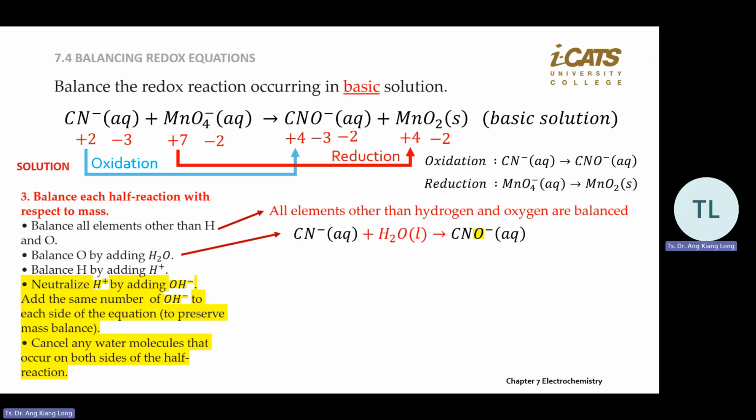So here, the first equation, the element balance is already done. You need to go to the next step, we see the oxygen. You see O on the right, you add water on the left. That's why you add water. And remember to put in the state in chapter 7 questions. If you see aqua, H2O here is liquid, not aqua.